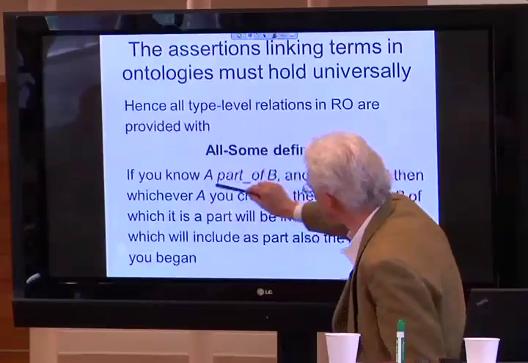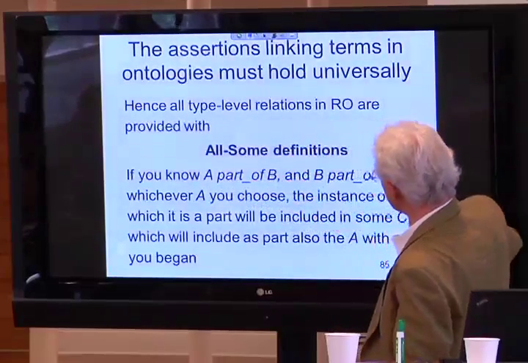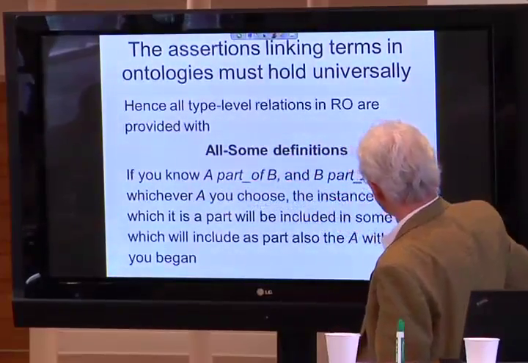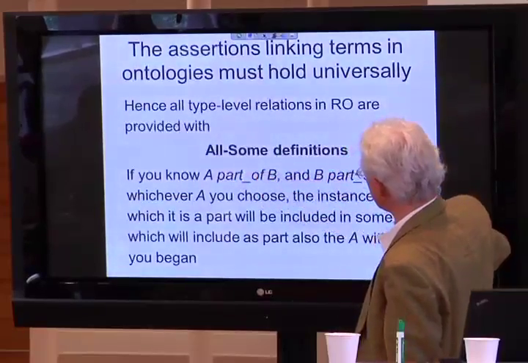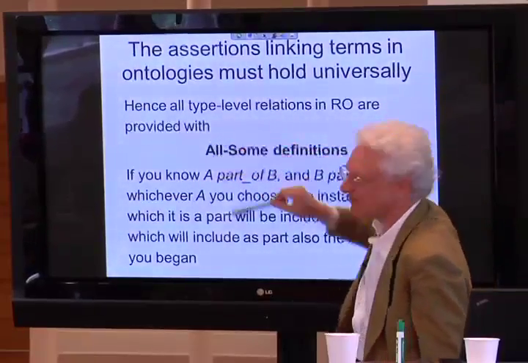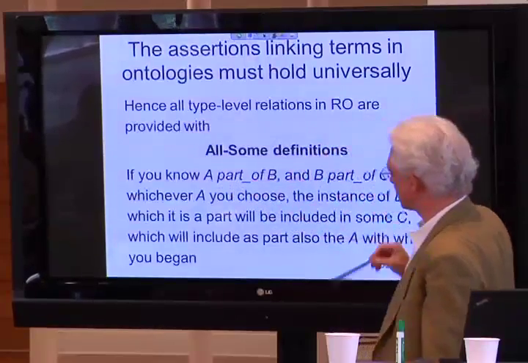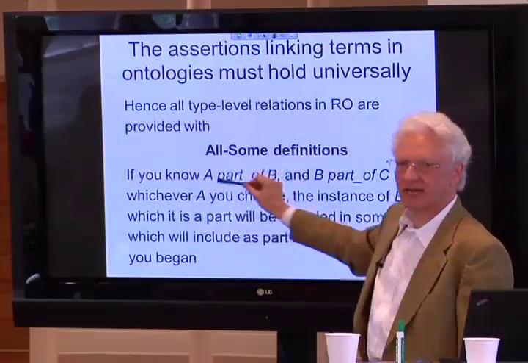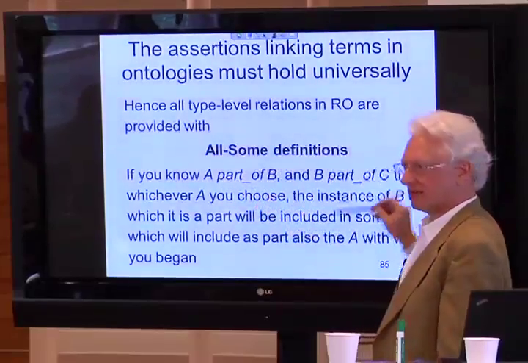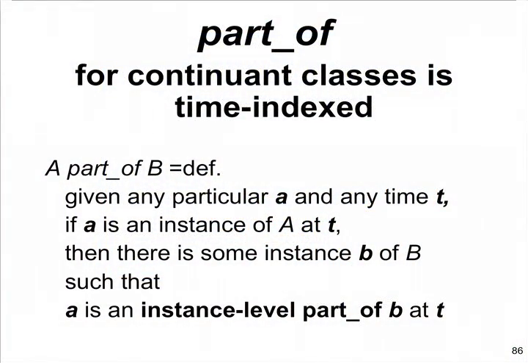So if we want to assert that A is part of B and B is part of C, then we want to be able to infer that A is part of C. But we can only do that if part of means every A is part of some B and every B is part of some C. Because only then will it follow that every A is part of some C. And similarly for all the other relations.